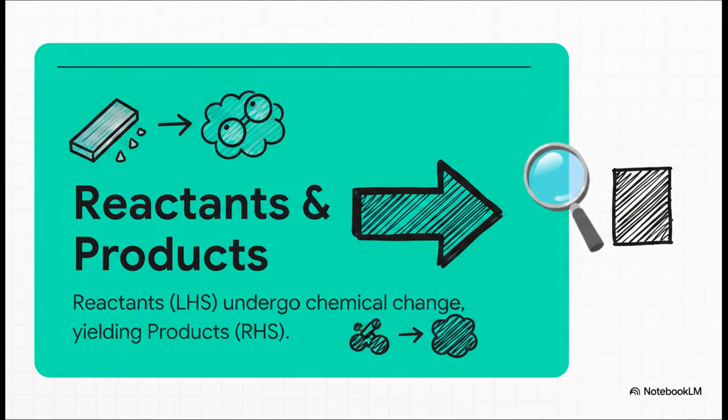Let's make sure we've got our vocabulary straight here. The substances that actually undergo the chemical change, like our magnesium and oxygen, are called the reactants. They always sit on the left-hand side. The totally new substance that gets formed is the product, sitting on the right-hand side. And right in the middle? An arrow. That arrow acts like a one-way street sign, pointing directly towards the newly formed product to show us exactly which way the reaction is flowing.